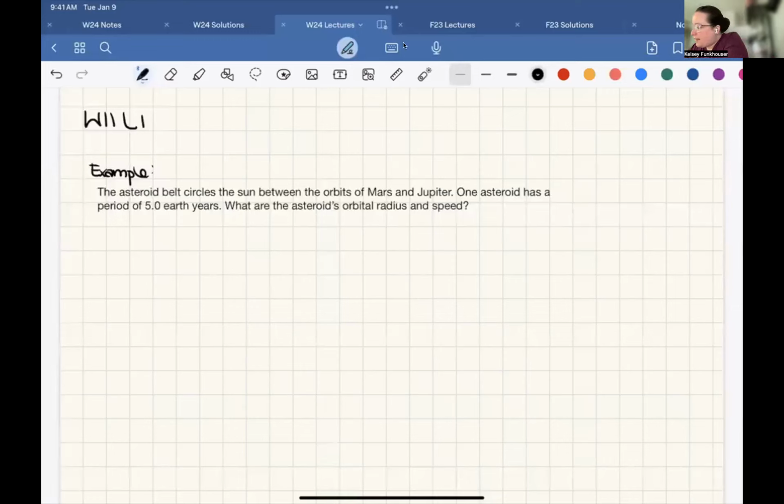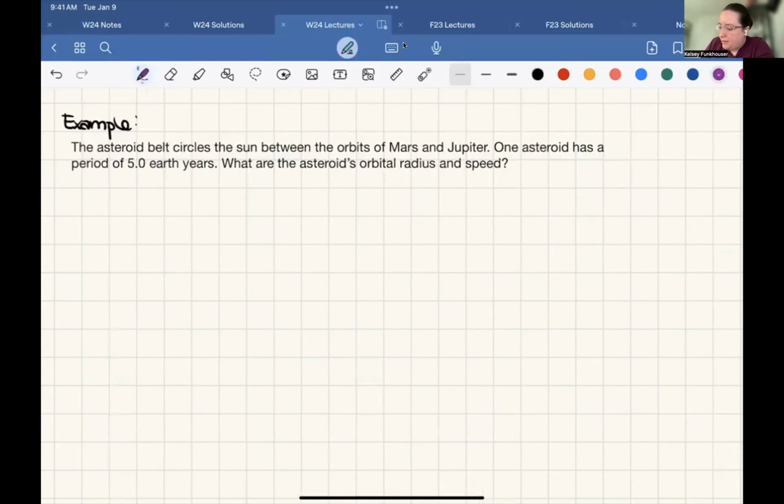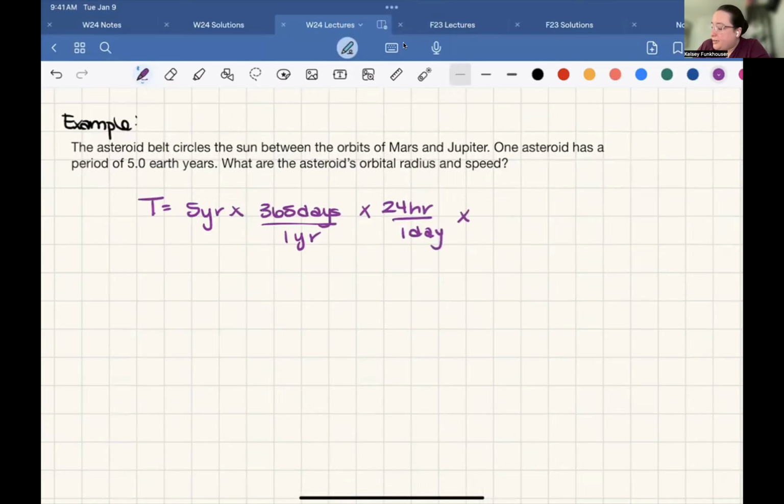Okay, so we're going to start out with taking the period from years to seconds. So 5 years times 365 days for 1 year times 24 hours in 1 day times 3600 seconds in 1 hour. Oh yeah, of course, I didn't calculate it by itself. Let's just calculate that by itself real quick so I can write it out for you. So that's 5 times 365 times 24 times 3600. And that is 1.58 times 10 to the 8 seconds. So that's what the period is.